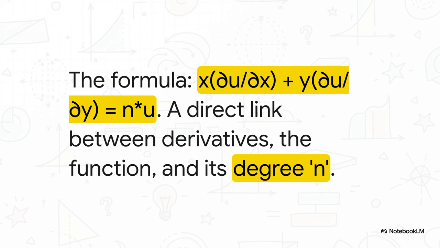And this is it. This is the core idea. It says, if you have a homogeneous function u, you can take its partial derivative with respect to x, multiply by x, then add that to its partial derivative with respect to y, multiplied by y, and the result is just the original function u multiplied by its degree n. It's a direct link. No more messy calculations.